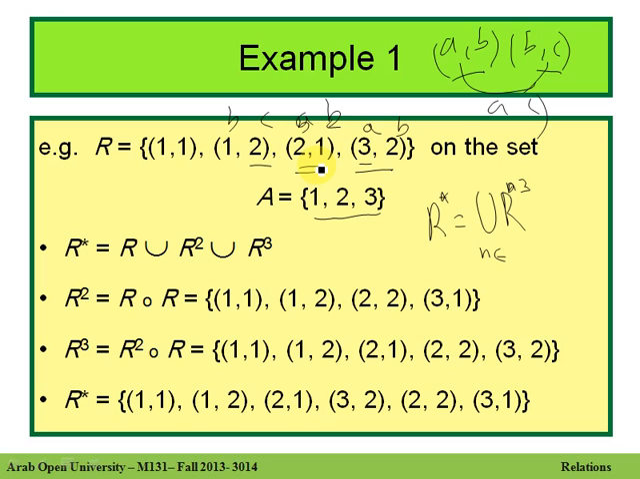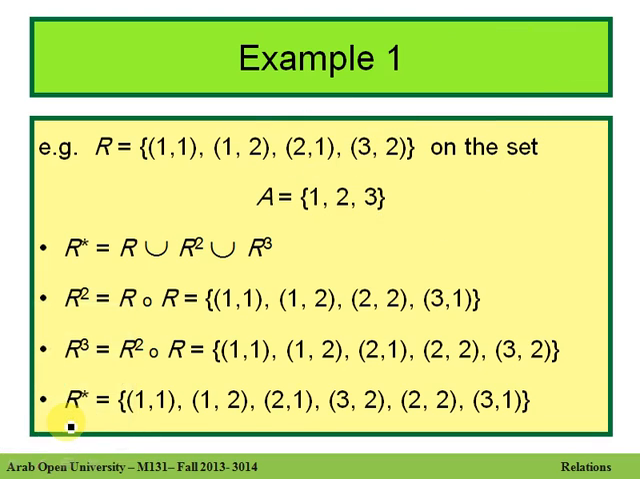Now here, to get the complete solution, we have to do the union of R cube. So first you find the R cube. To find the R cube, what we do is we find R square and then multiply R square with the R. So we are going to do the composition. We're going to compose. Okay.